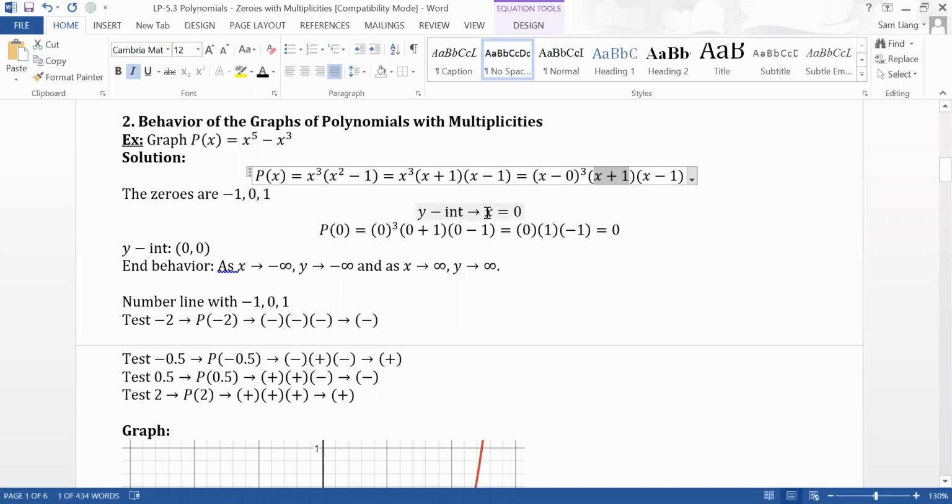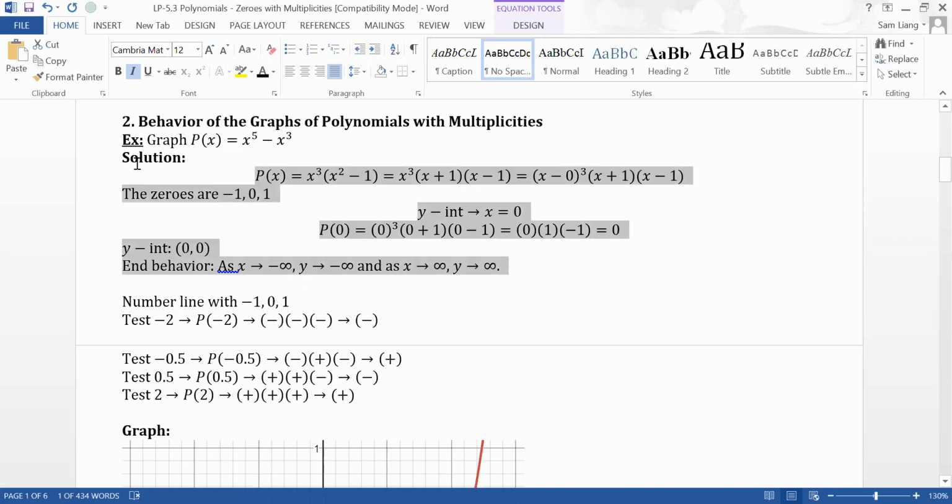All right, for the y-intercept, you plug in x equals 0, and you're going to get 0. So it's going to be 0 cubed, so 0 times anything is going to be 0. In this case, it was 0 times negative 1, which is 0. Okay, that's the y-intercept. The end behavior, so this is an odd degree, right? So 5 is an odd number, and it's a positive coefficient, positive x to the fifth. So the end behavior will be as x goes to negative infinity, y goes to negative infinity, and as x goes to infinity, y goes to infinity. Okay, so have this in your notes, and then in the meantime, I'll draw out the number line, which is the next step.